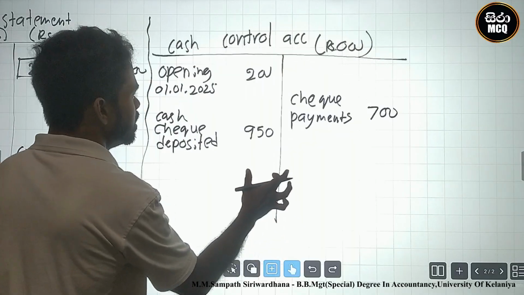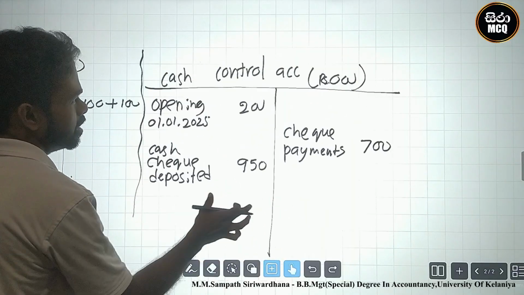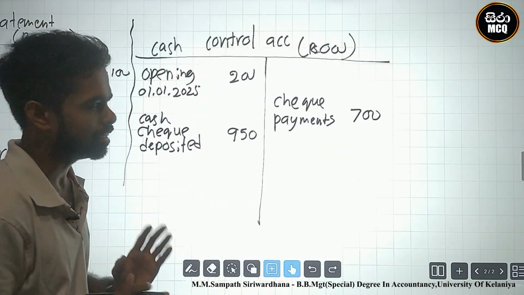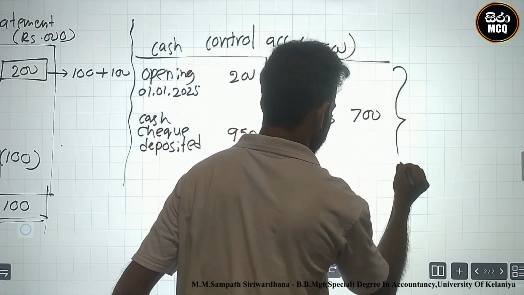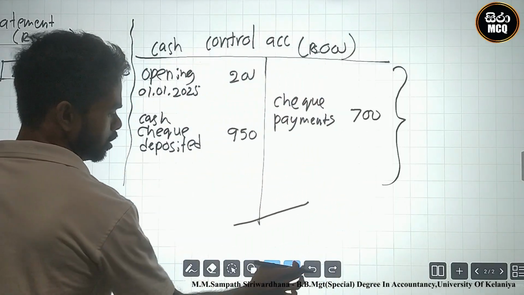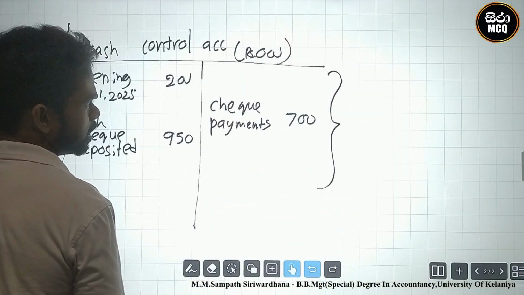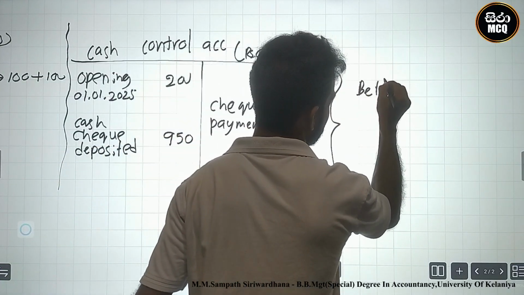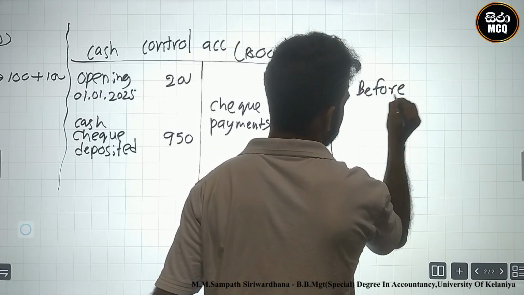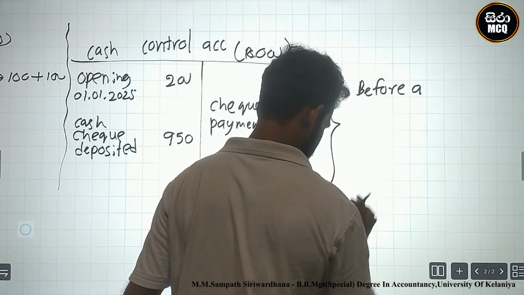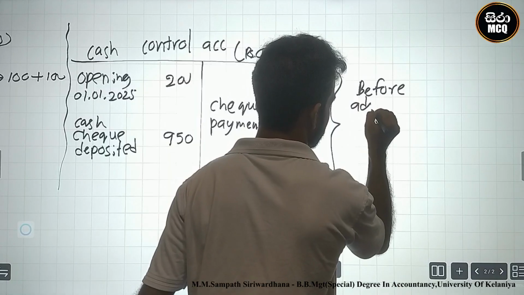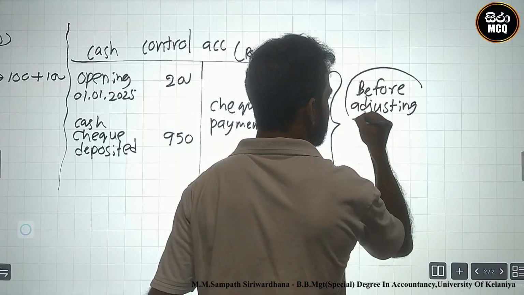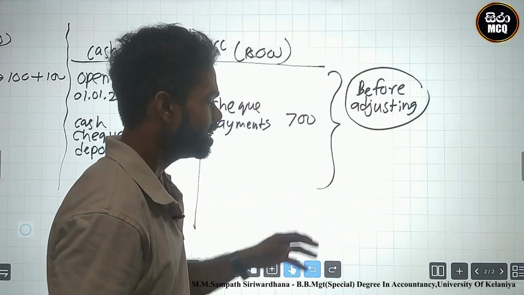What are they? This is the cash control account before adjusting. Before adjusting means, look here, this is the cash control. This is the cash control before adjusting. Why? Before adjusting. Before adjusting means, why?